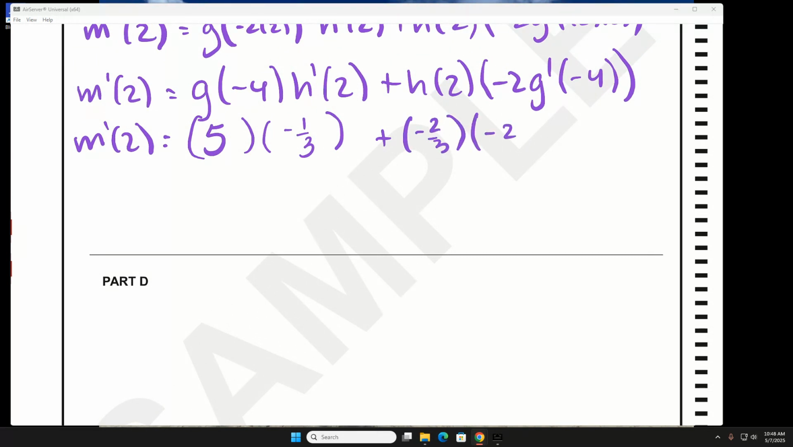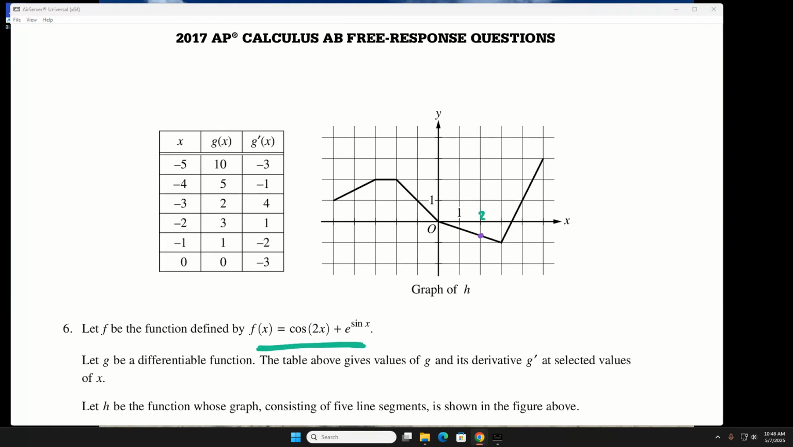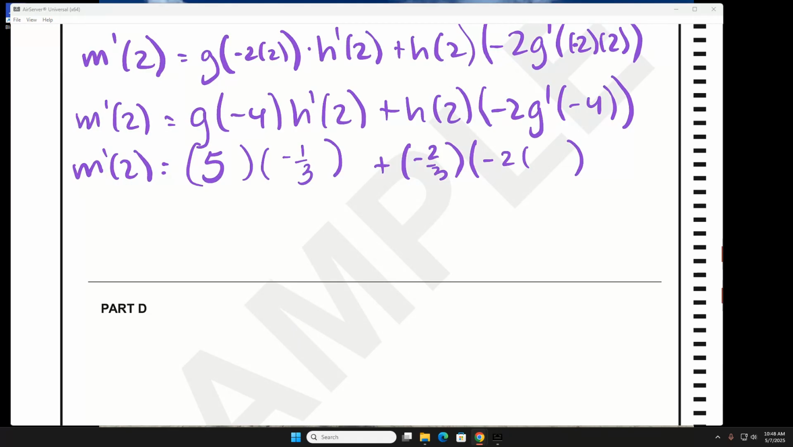And then we're going to multiply negative 2 by G prime of negative 4, which is going to be from our table. That's going to be negative 1. And then we're going to stop.